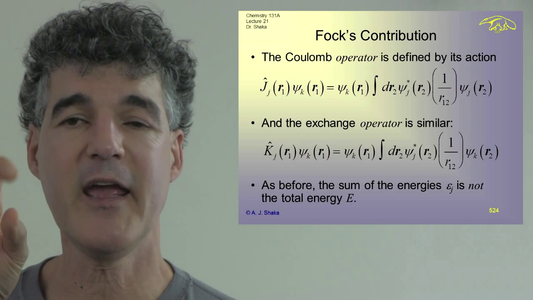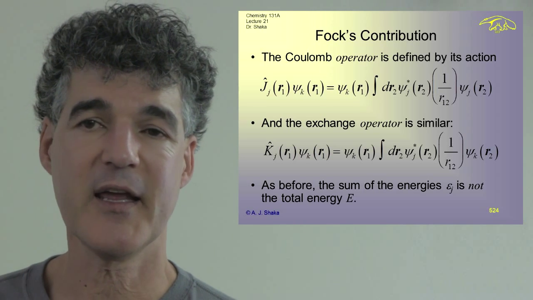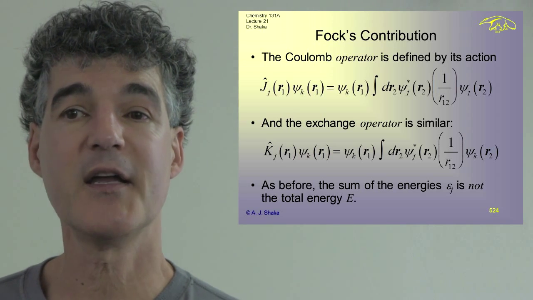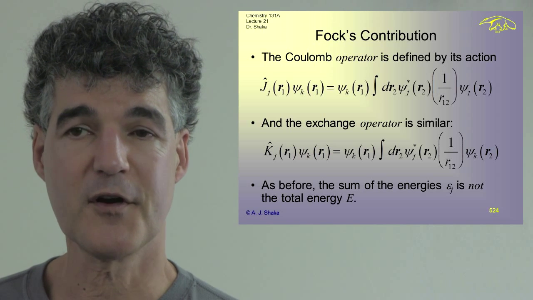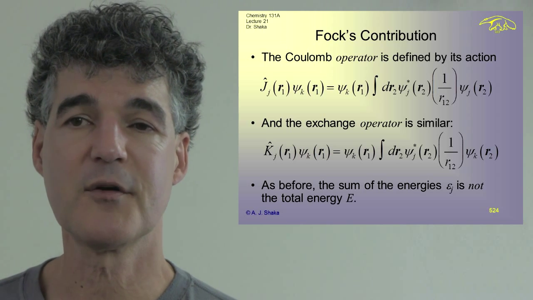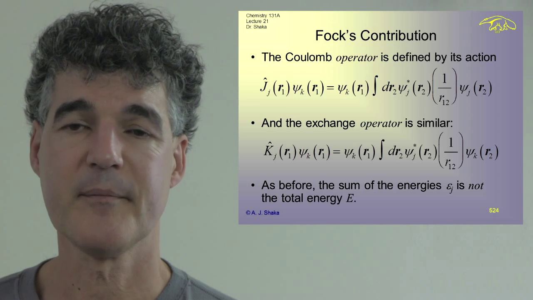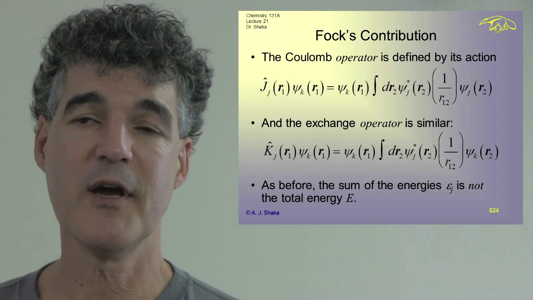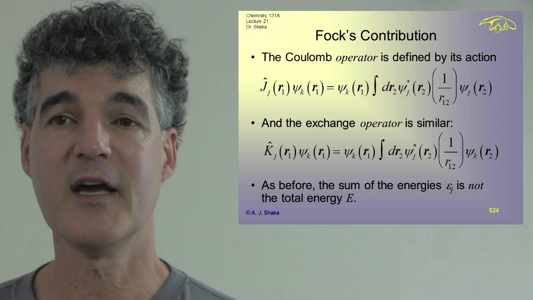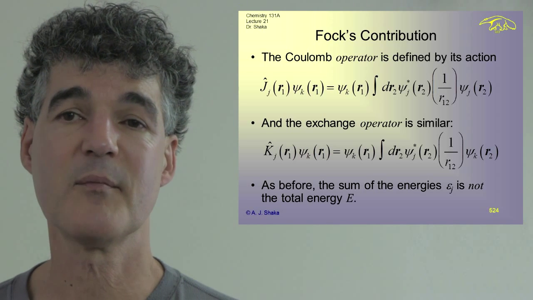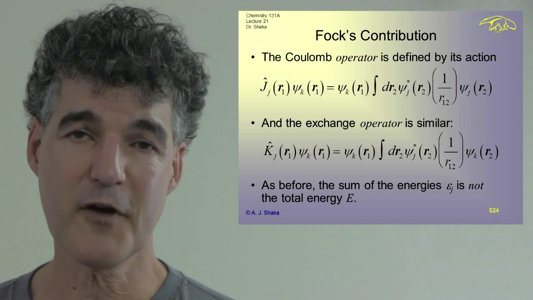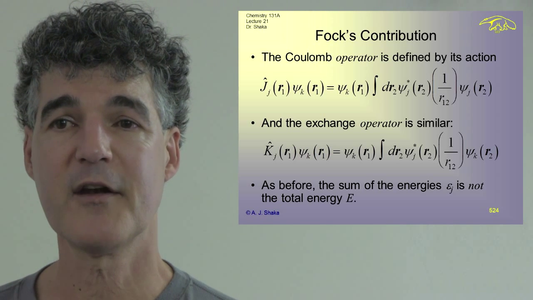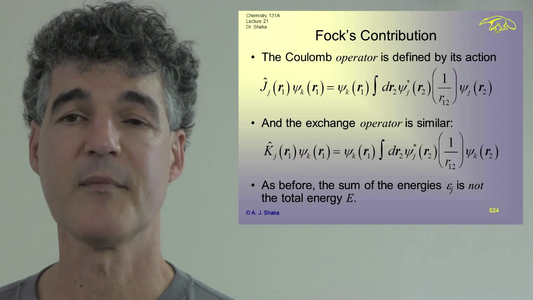So if I have k sub j on psi k, I return psi k times the integral of psi j with the repulsive term, with the exchange term rather, on psi k. And that then lets us set up all of our equations. And in fact, it's nice to set them up like these because you can set them up as matrices, and then you can use some very powerful linear algebra techniques to solve for the energies and to minimize the energy.